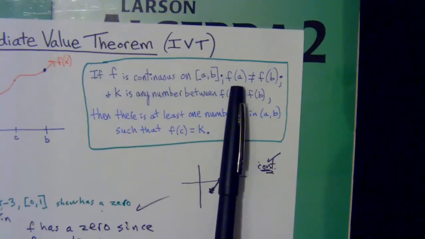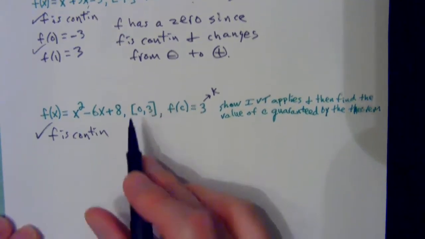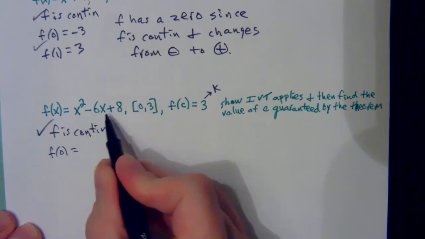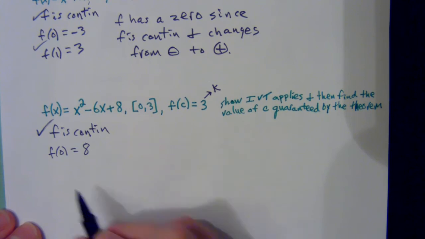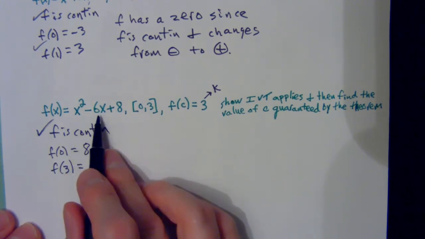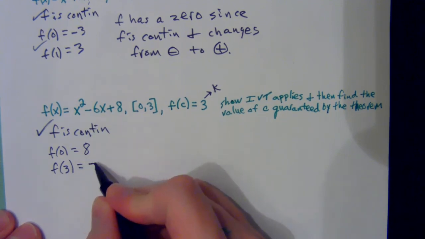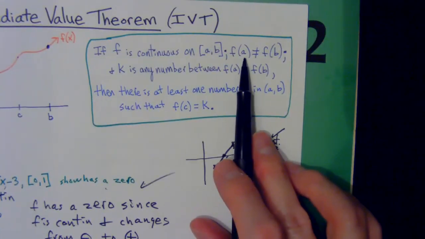Next thing I got to do is f of a not equal to f of b. So this is the a, this is the b. So I'm going to take the 0 and the 3, and I'm going to plug that in place for the x's. So 0 minus 0 plus 8, that's going to be 8. And then f of 3, that's going to be 9 minus 18, which is negative 9. Negative 9 plus 8 is a negative 1. Okay, and so right there, those are my f of a and f of b. So f of a is not equal to f of b.